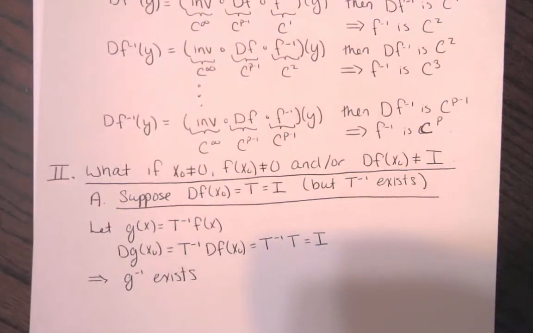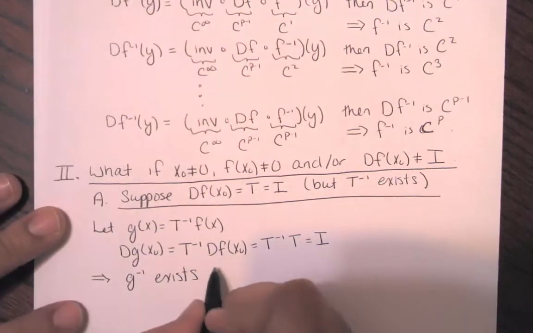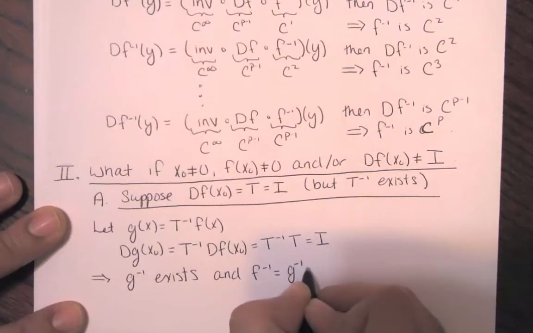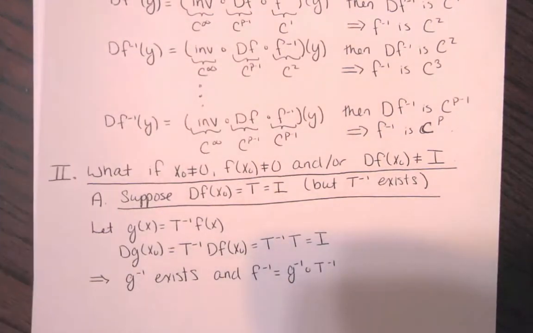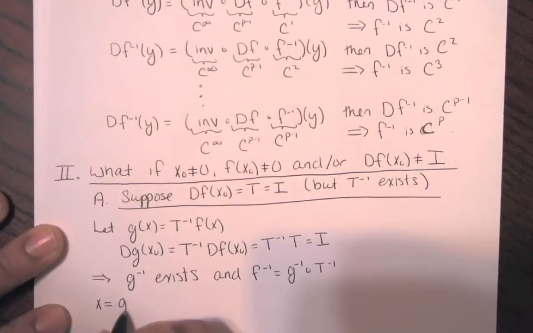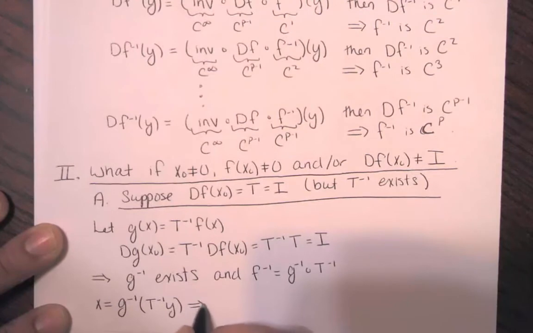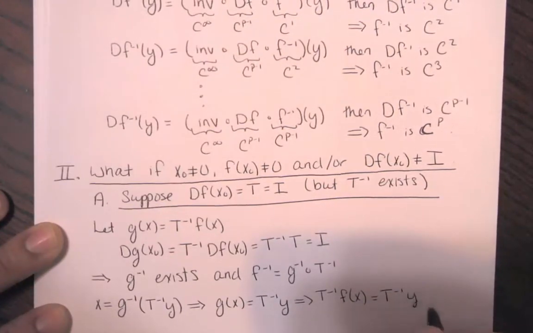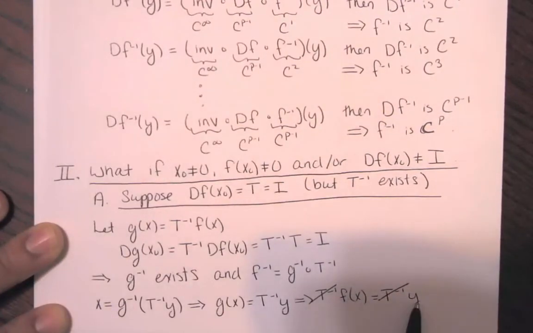So the inverse exists for some neighborhood of 0 or of x naught. And so does f inverse. It's g inverse composed with the linear mapping, the inverse of T. Because if x is g inverse of T inverse times y, then g of x is T inverse times y. Of course, g of x is T inverse times f of x, which is T inverse times y. If I multiply both sides by T, I get f of x is equal to y.